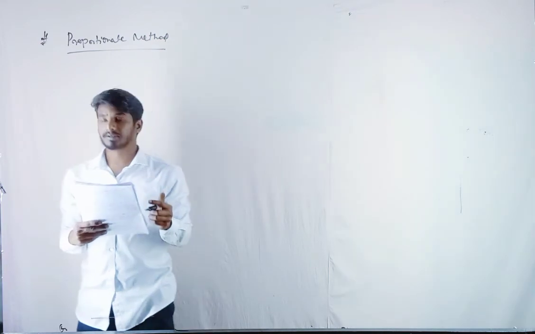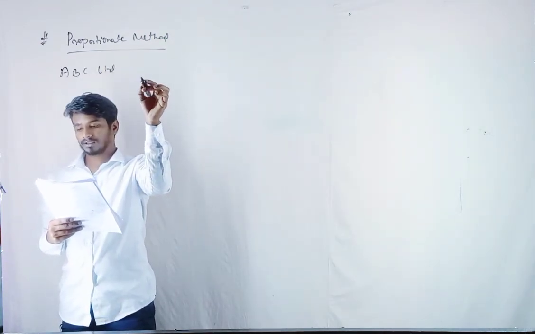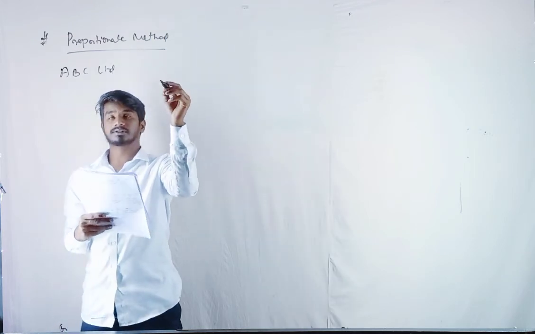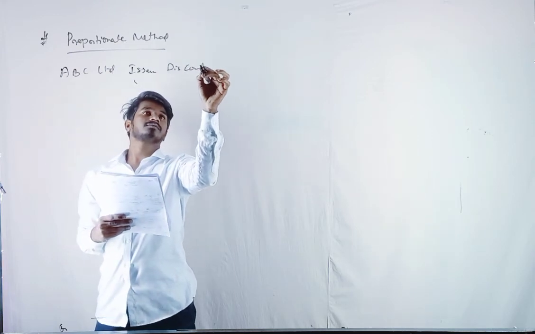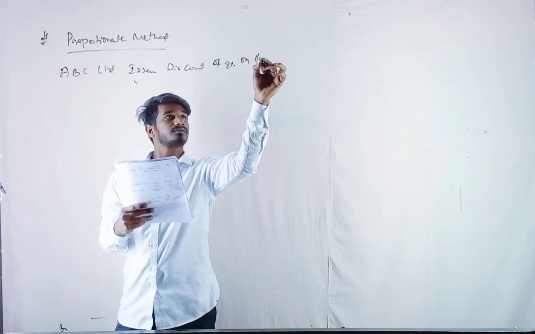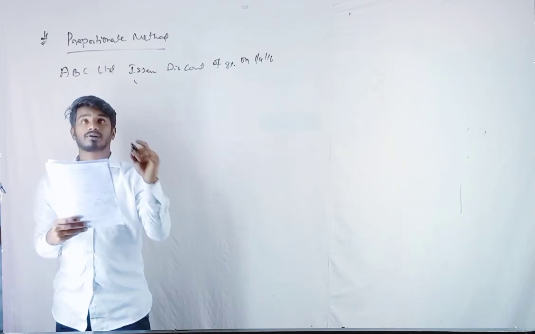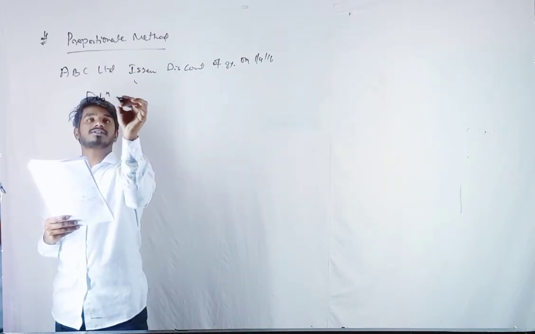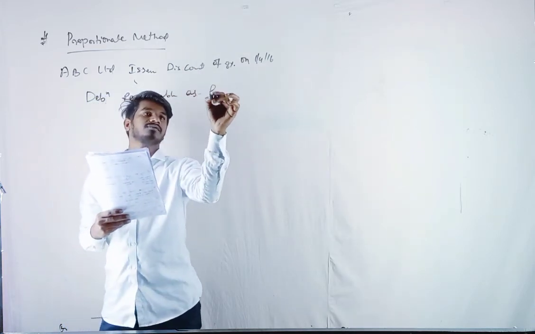Proportionate method. Let us take down the question. ABC Limited issued debentures at a discount of 8% on 1/4/2016. Debentures redeemable as following.